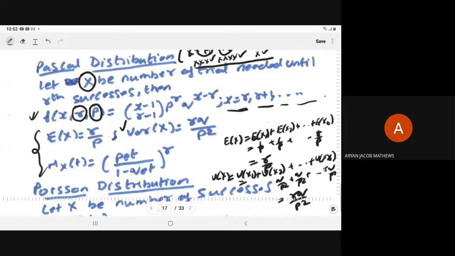If you have any doubt, please ask. Sir, what is the range of the x values for the Pascal distribution?